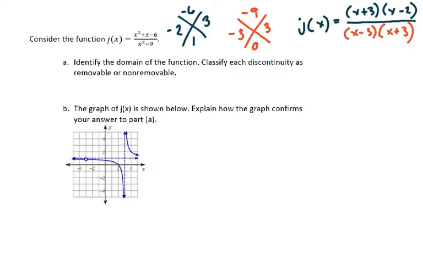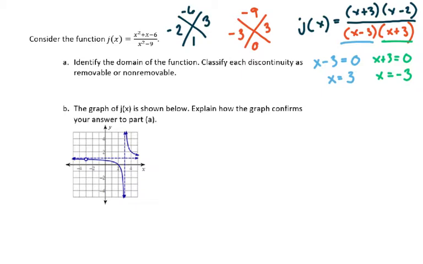Now I want to identify the domain of our function. So to do that, we need to find our domain restrictions, or the values of x that make our denominator equal to 0. So because we've already written our function in factored form, we can do that by finding the x values that make each of these factors equal to 0. So what we want to do is set these factors equal to 0, x minus 3 equal to 0, and x plus 3 equal to 0. And then when we solve for x, we find that the two values of x that will make our function undefined are 3 and negative 3.